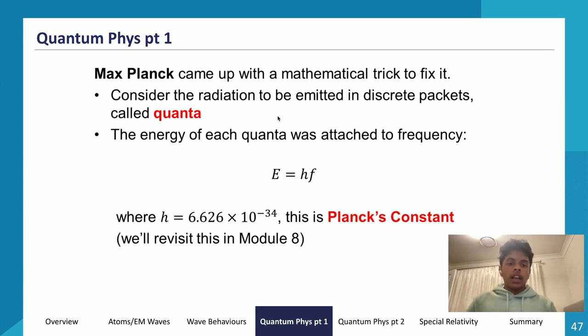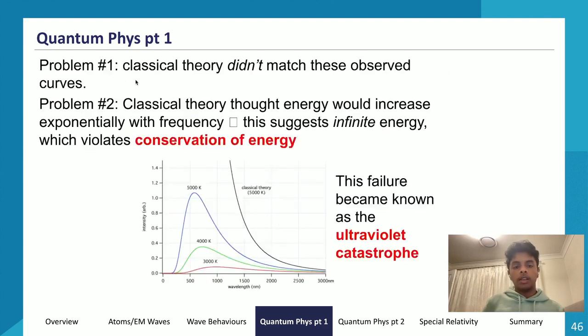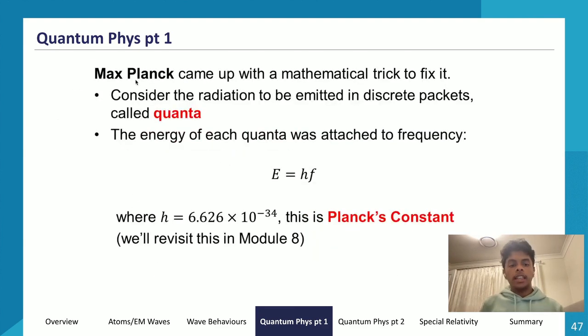So now we learn about a guy called Max Planck, who is the guy who helped Einstein come up with the quantum model of light. Einstein basically used the equations that Max Planck gave to create the photons, or create the relationship between energy and frequency. So what Max Planck did was he came up with a mathematical trick to remedy the ultraviolet catastrophe.